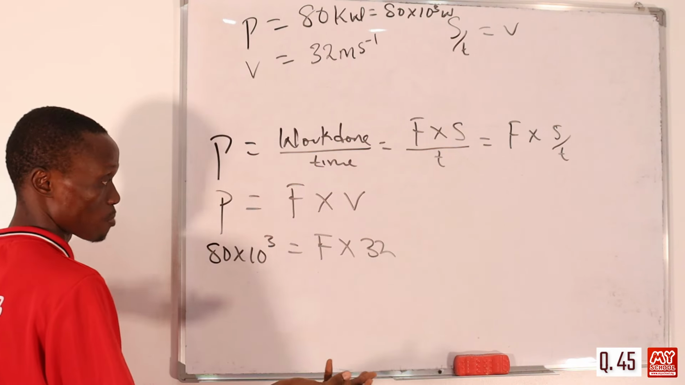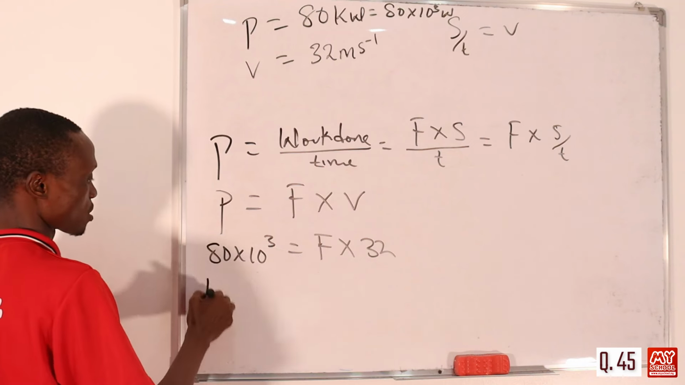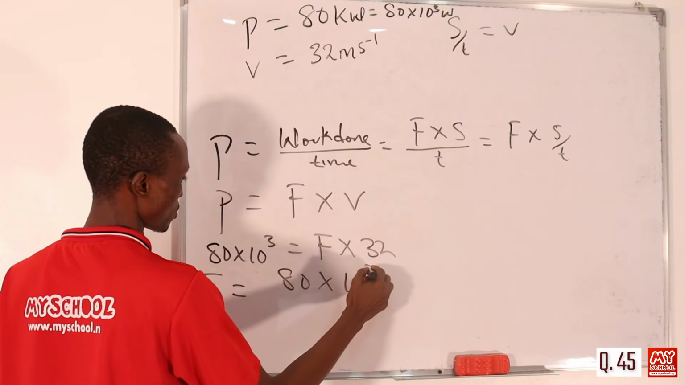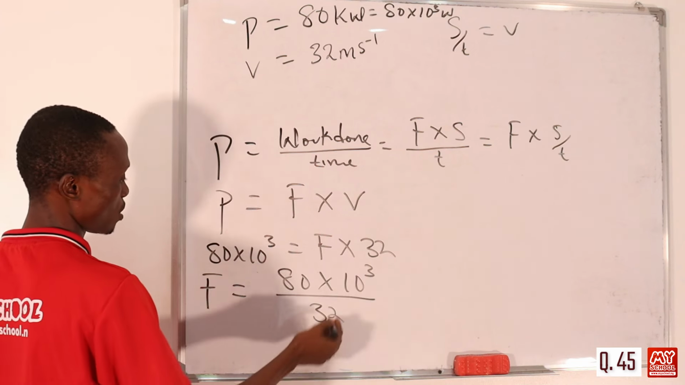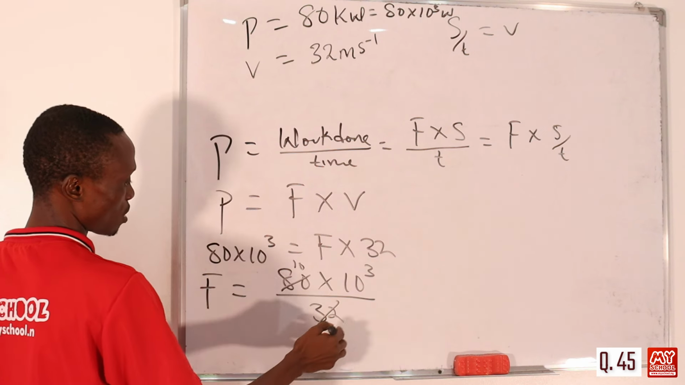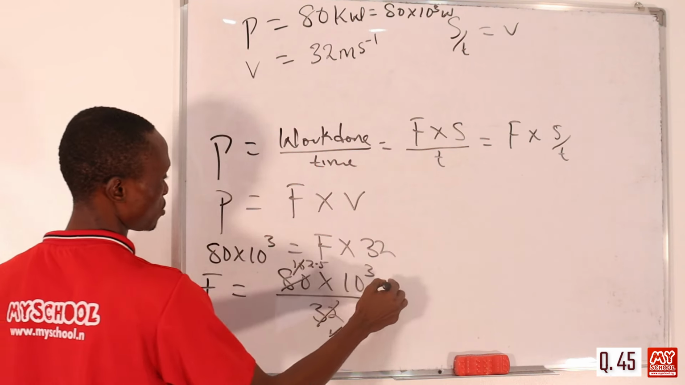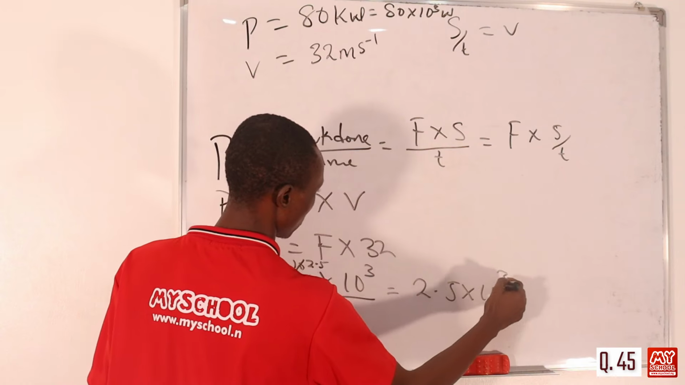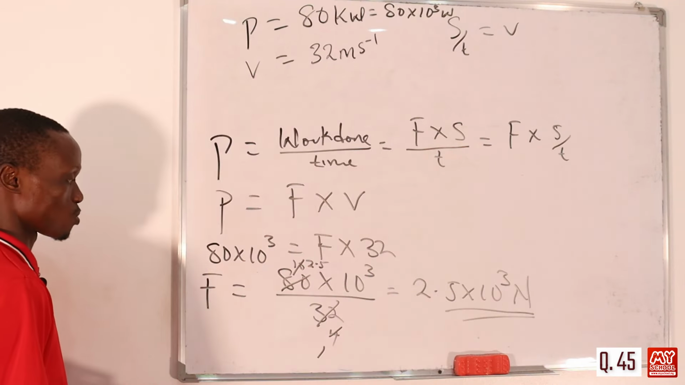So we divide both sides by 32 since we are looking for F. So F is equal to 80 times 10 raised to power 3 all over 32. So we can divide: 8 here will give us 4, 8 here will give us 10, then 4 here is 1, 4 here is 2.5. So this gives us 2.5 times 10 raised to power 3 Newton. This is already in standard form, so there's no need.